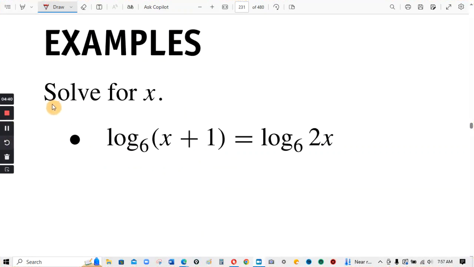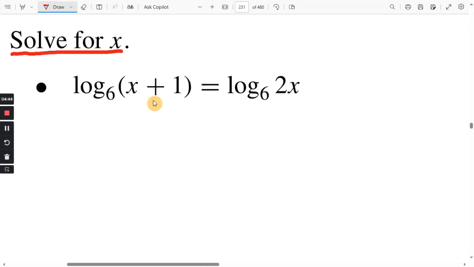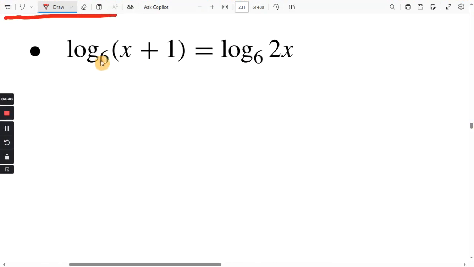All right, once again, they want us to solve for x. Now, in this example, it's actually very easy. The base of the log is 6 on one side of the equal sign, and the base of the log is 6 on the other side. Since the bases of the logs match, we can just remove each one and leave the argument: x plus 1 equals 2x. Now, in case you want me to prove it, it's very simple.